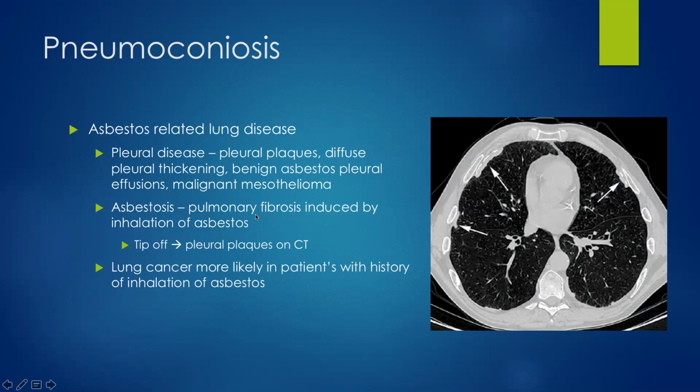And then asbestos-related disease. So asbestos can cause lots of different problems in the lung. Pleural disease, you can see pleural plaques. That's the classic one, at least on pulmonary boards. They show you an image, you have to catch that they have pleural plaques, and then you know it's something asbestos-related.